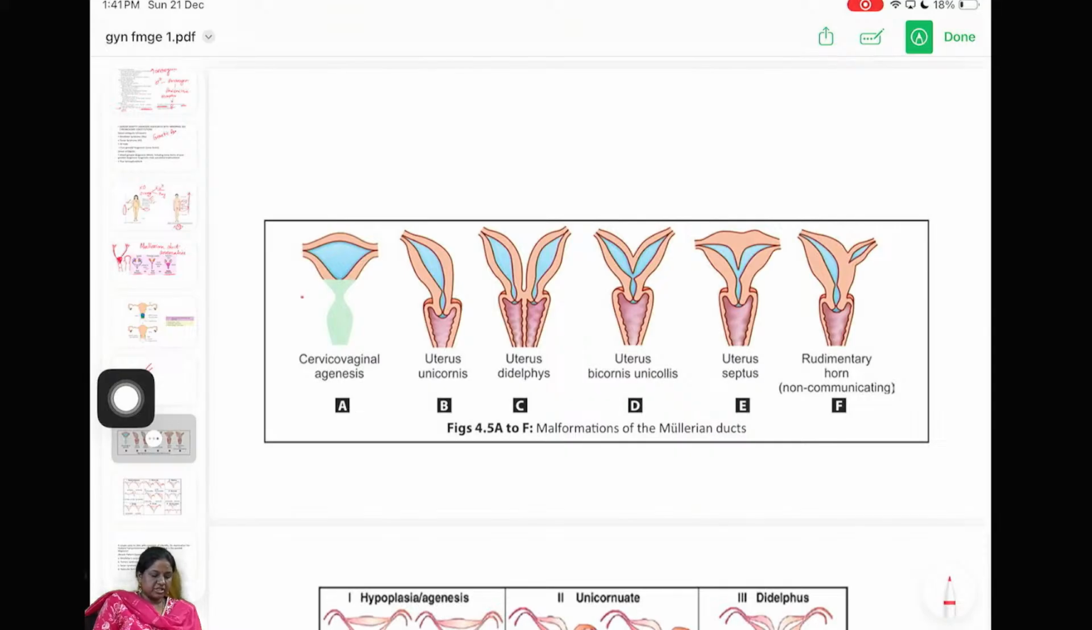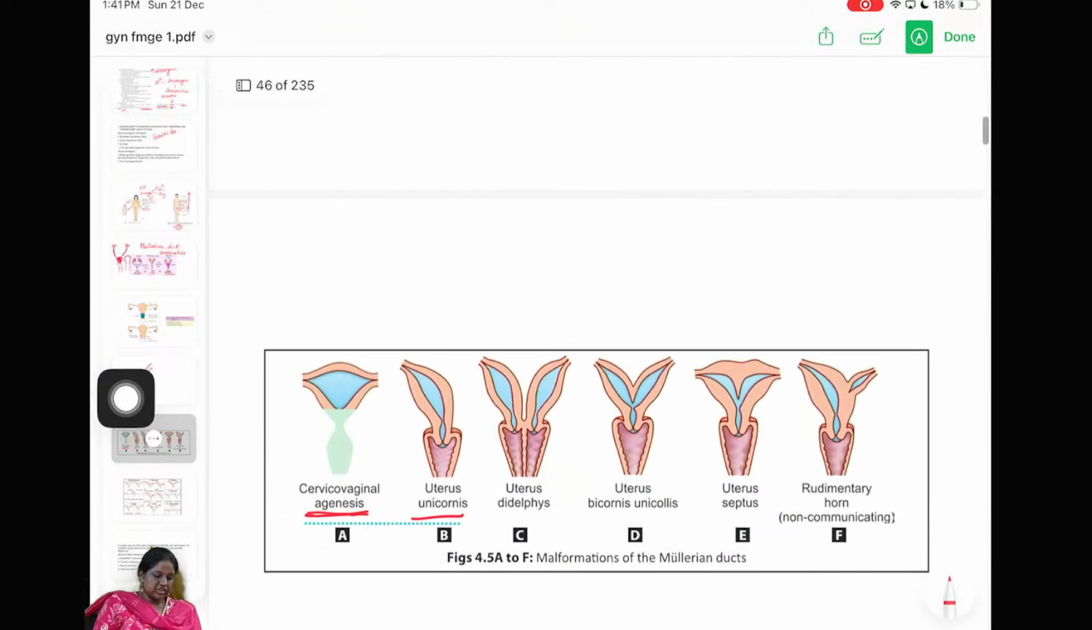So what happens is, formation of anything is agenesis. And then only one side is formed: unicornuate. Both sides form, but they are not uniting, so it is giving rise to two uteri: uterus didelphys. It is uniting, but only partially united: bicornuate. And even if it is united, the septum in between has not resolved: septate. Sometimes in a unicornuate uterus, there can be a tiny horn. That is a rudimentary horn.